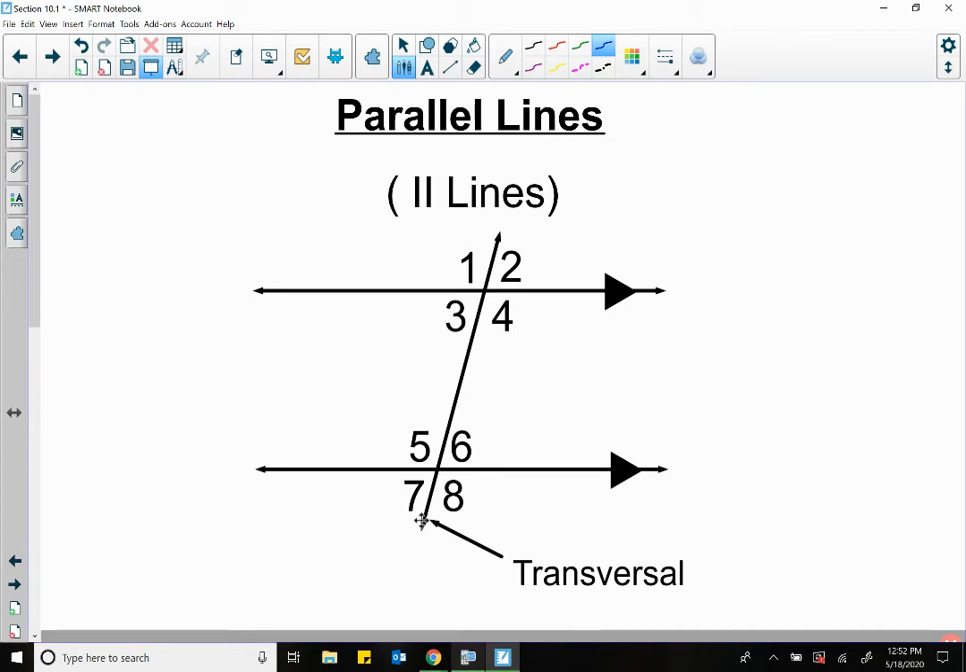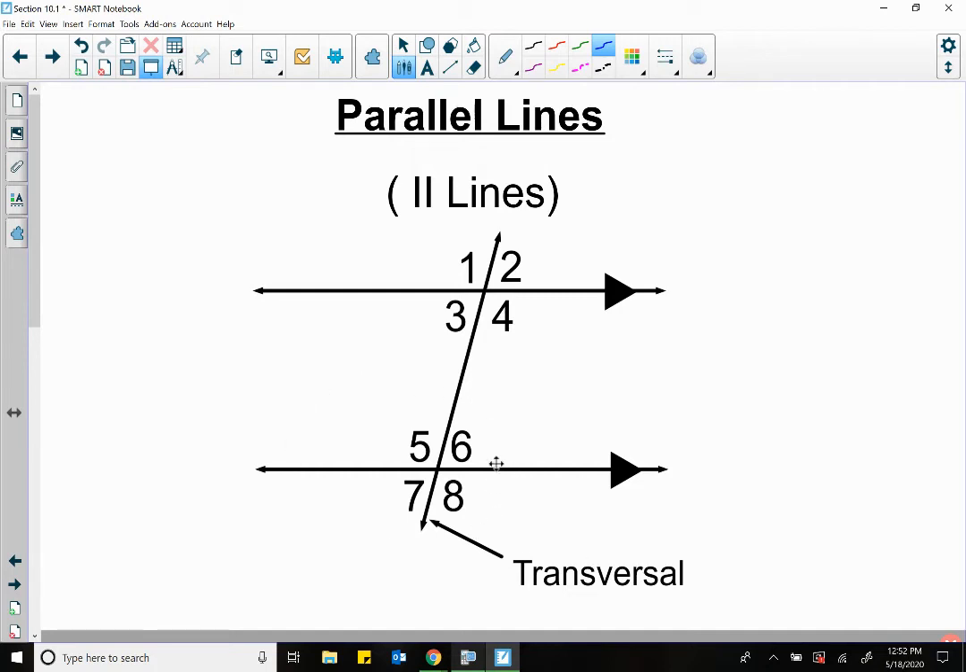All a transversal means is a line that intersects a lot of other lines. So you can see this line right here is what we call a transversal because it's hitting these two lines. So a transversal is just a line that intersects lots of other lines. That's all a transversal is. We've just given it a shorter name so that we can do some things.